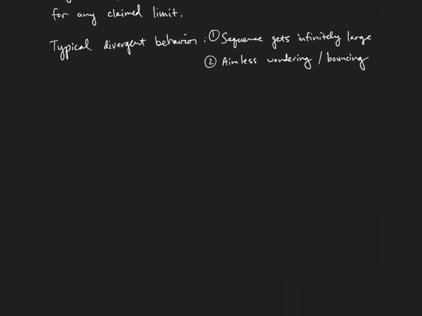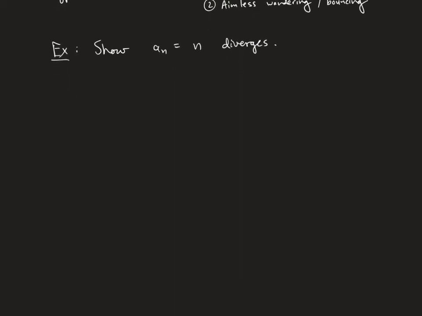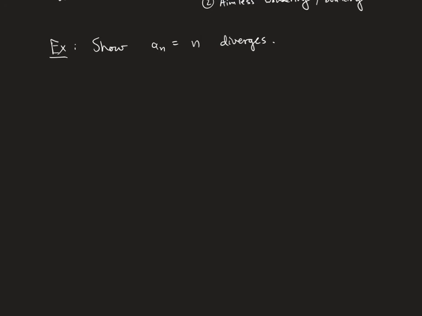And so for example, we can consider, so we'll show that a_n equals n diverges. Okay, so of course this getting infinitely large, just sort of getting bigger and bigger and bigger, we're not expecting that to settle down to anything. That would be the convergent behavior, so we should expect this to diverge.